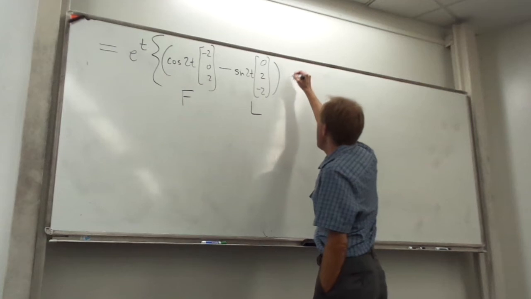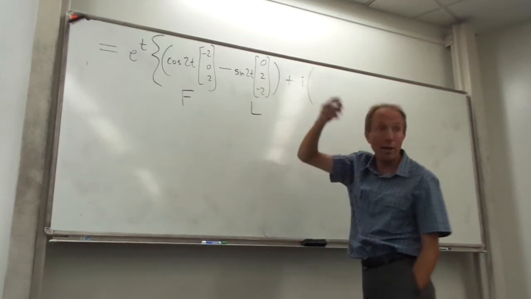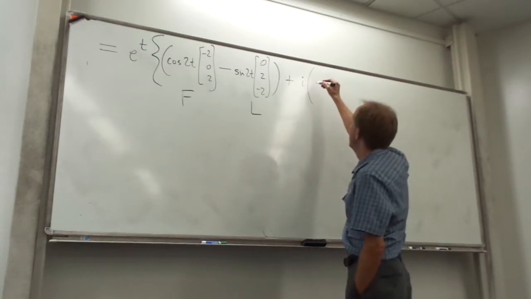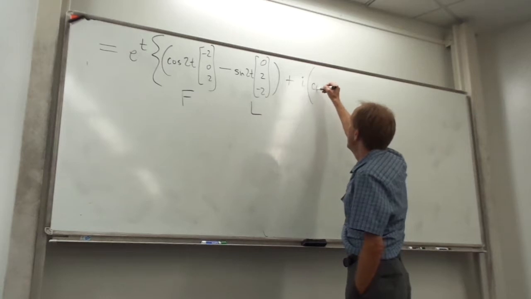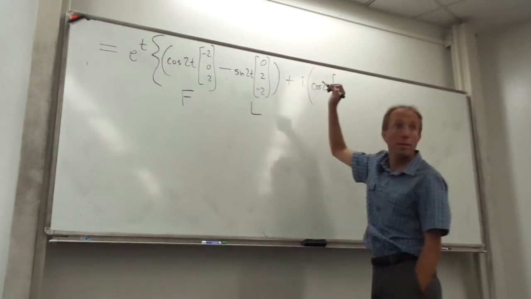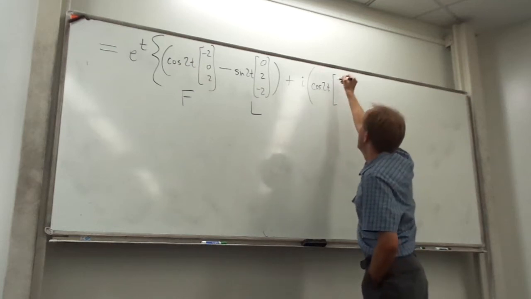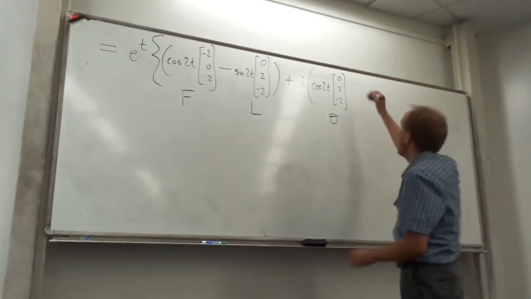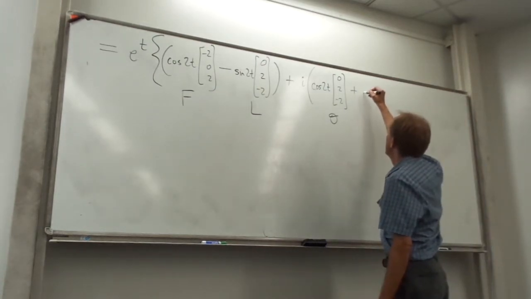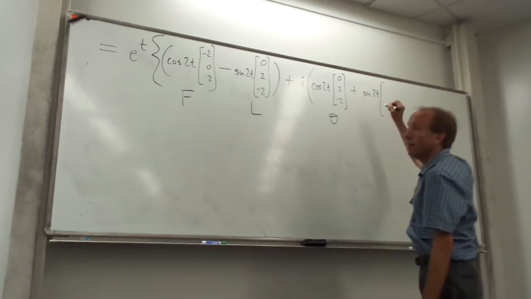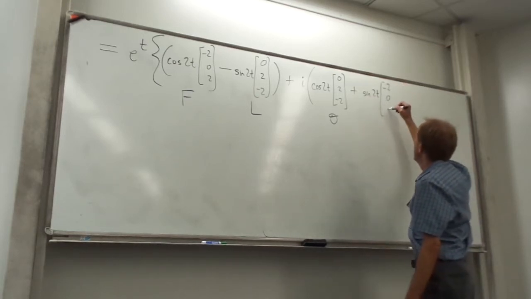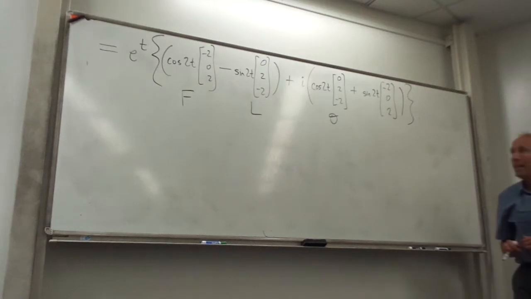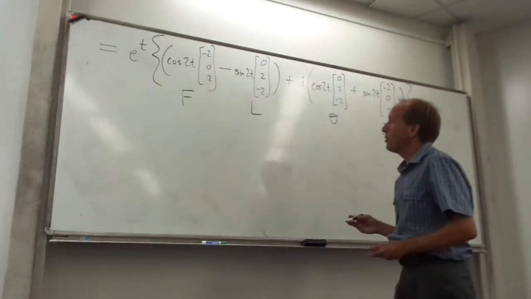Okay, get that? So that's the firsts and the lasts of the FOIL. And then I have to do the outers and inners. The outers and inners will have the i on it. Okay? So the outers is going to be what? Cosine of 2t times 0, 2, negative 2. Very good. Okay, that's the outer part. And then for the inner part, what will we have? Plus sine of 2t times? Negative 2, 0, 2. Negative 2, 0, and 2. Exactly. So there it is. Okay? So there's your FLOY for you.